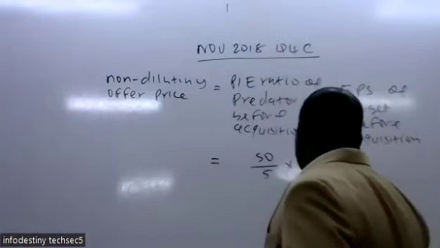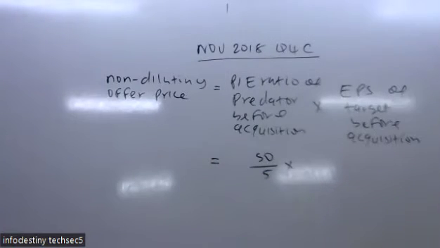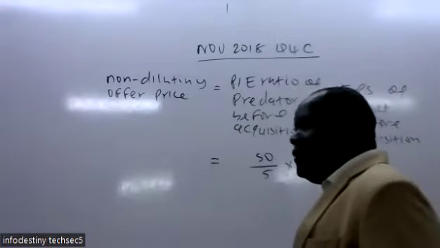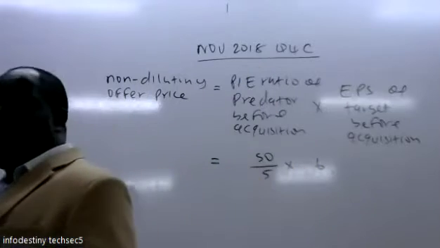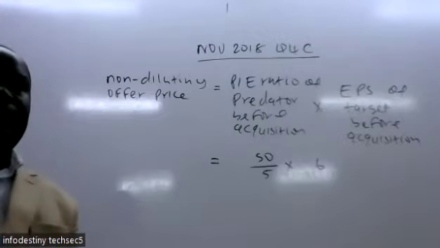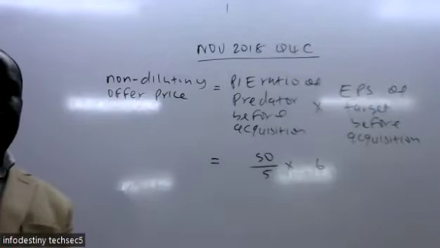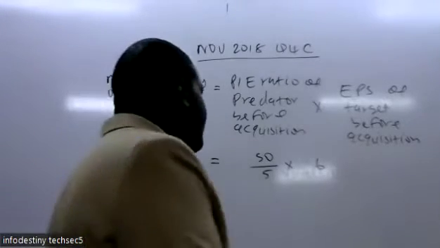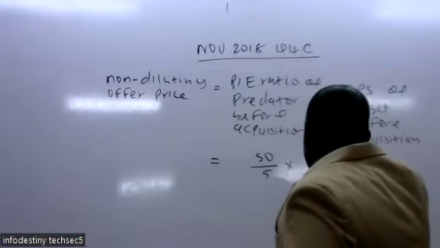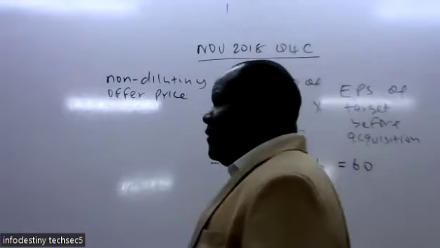Then what is the earning per share of the target? Earning per share we have just calculated for Roca, multiplied by 6. That should give us a figure of 16.